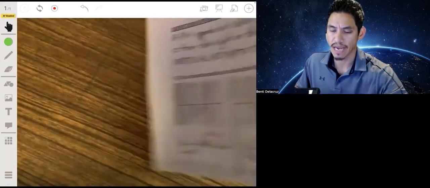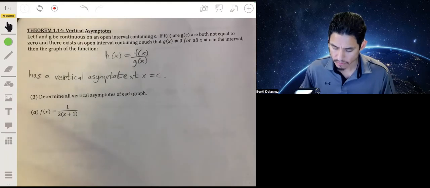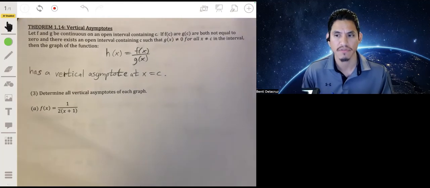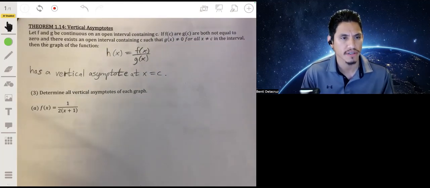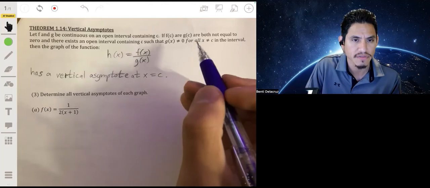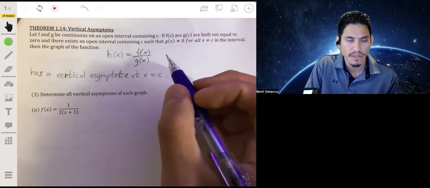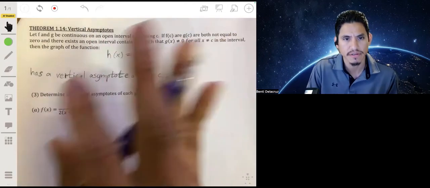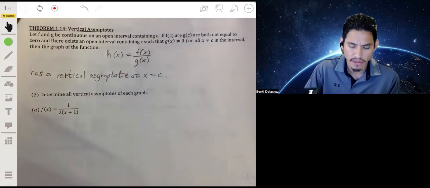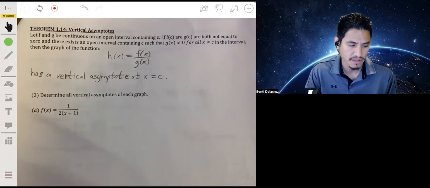Okay, now let's practice finding vertical asymptotes. Okay, so let's go through this theorem to make sure we go about this stuff properly. If we have two functions f and g and they're continuous on some open interval containing c, and we know that f of c and g of c are not both going to be 0, and we say that there's an open interval so that g of x is not 0 for all the values in that interval, then we can say that another function that's equal to f of x over g of x will have a vertical asymptote at x equals c.